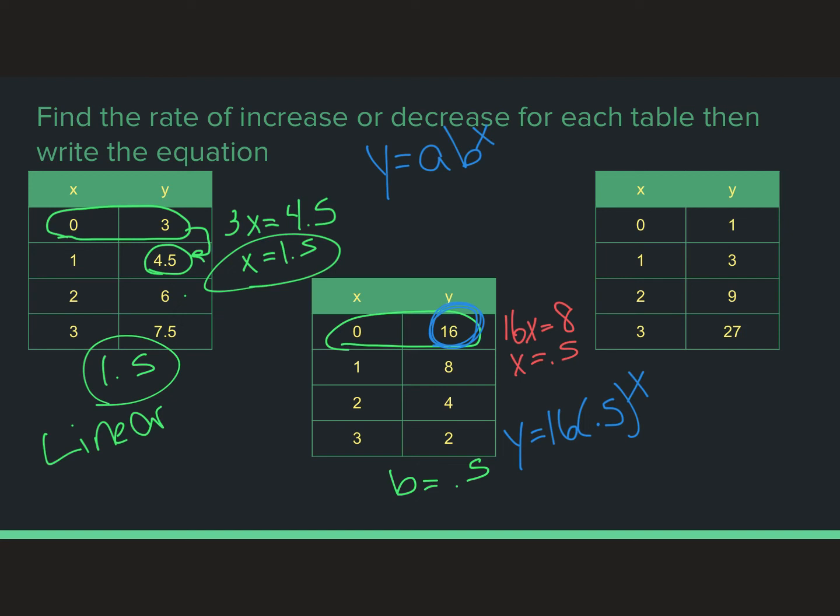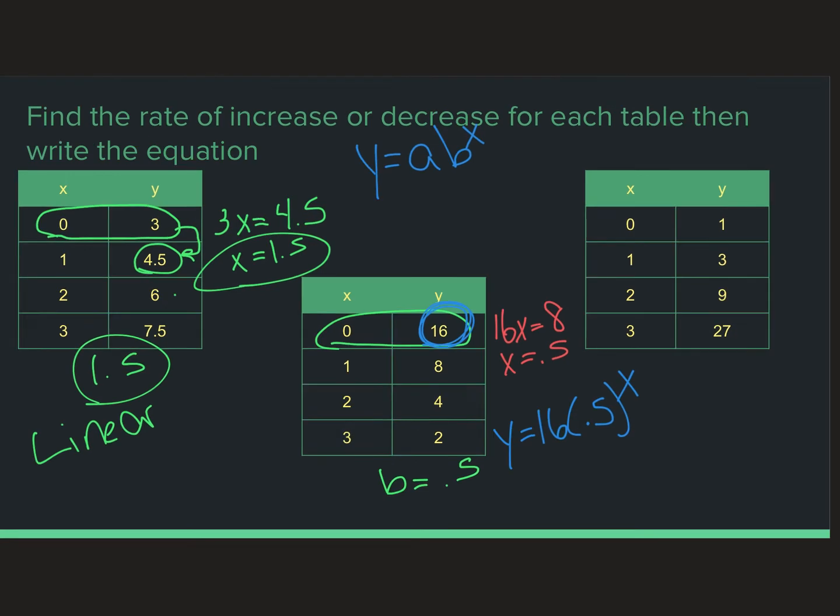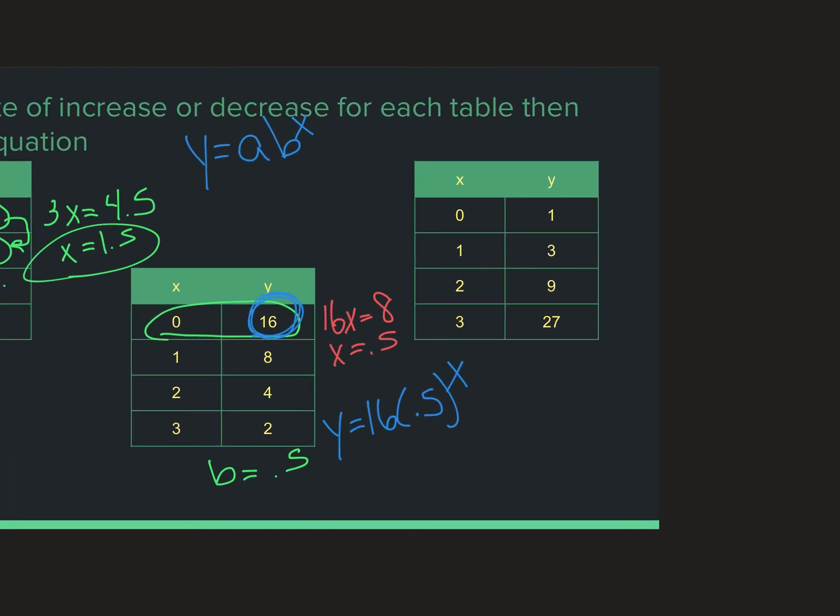Let's do this one with green. I'm going to move this over so I can show you guys a little bit easier. Notice I start at 1. So this means y equals 1 times b to the x. I need to figure out what I'm multiplying by to get from 1 to 3, then 3 to 9. Well, I'm multiplying by 3. So this is y equals 1 times 3 to the x power. And if you put these in, you get the same numbers.